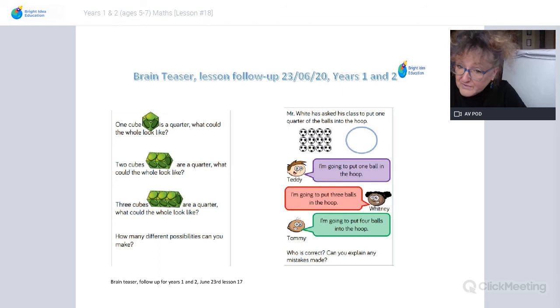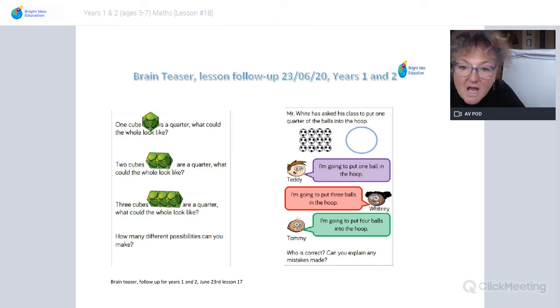If 1 is a quarter, the whole is 4. If 2 is a quarter, the whole is 8. If 3 is a quarter, what's the whole? What's 4 times 3? What are 4 threes? 1 three is 3, 2 threes are 6, 3 threes are 9, and 4 threes are 12. Excellent. So that's the first brainteaser done.